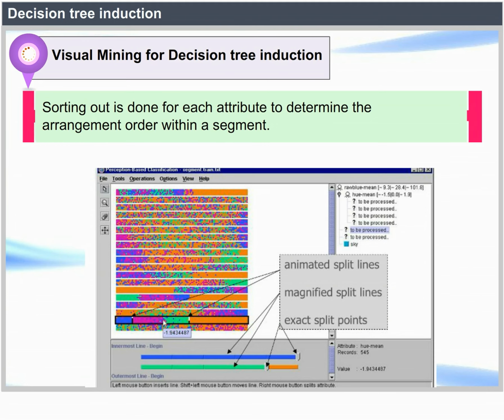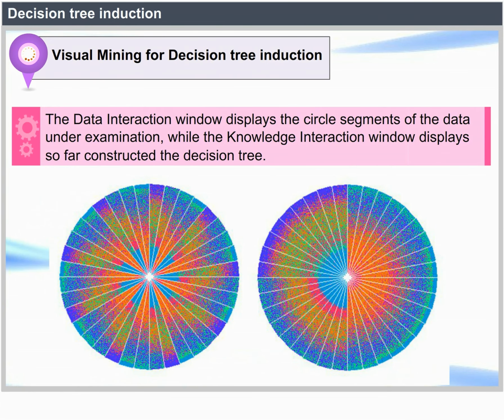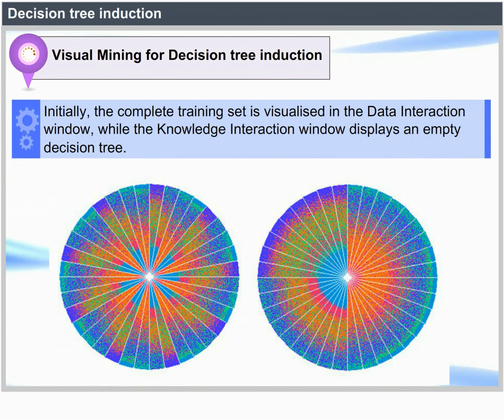The PBC system displays a split screen consisting of a data interaction window and a knowledge interaction window. The data interaction window displays the circle segments of the data under examination, while the knowledge interaction window displays the decision tree constructed so far. Initially, the complete training set is visualized in the data interaction window, while the knowledge interaction window displays an empty decision tree.